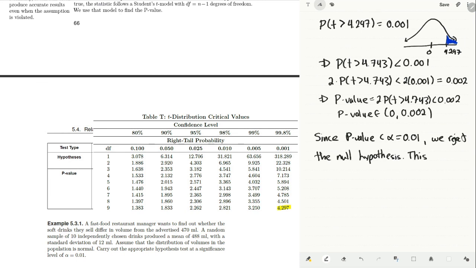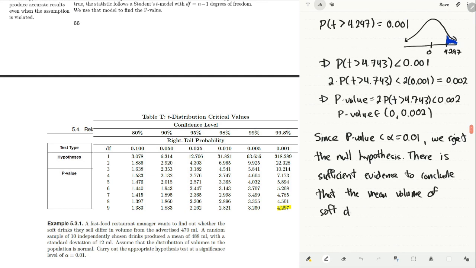And this tells us that there is sufficient evidence to conclude that the mean volume of soft drinks differs from 470 milliliters.